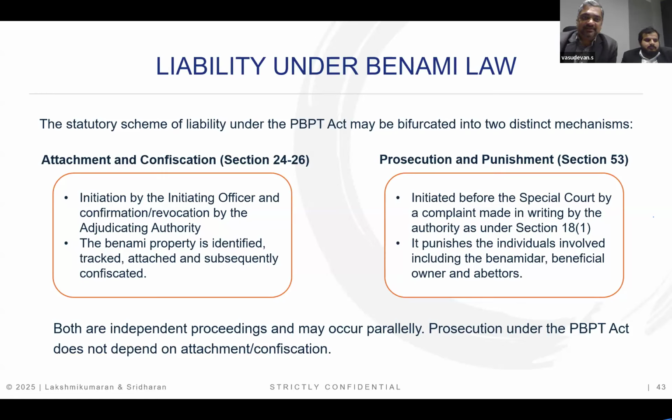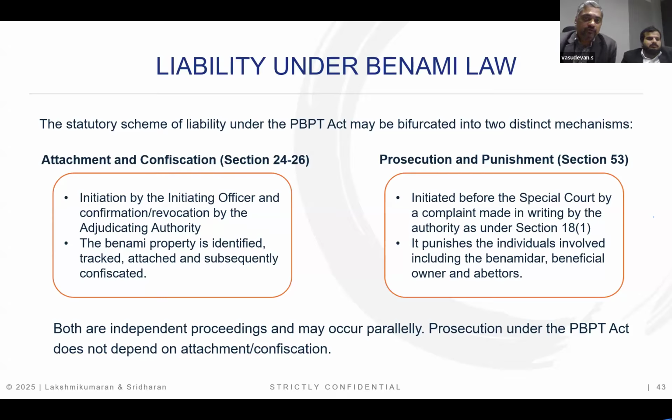So that is the civil consequence, and the bulk of the disputes, the bulk of the work happens on this, where the matters travel to the tribunal and all that. We will come to those authorities there. The second possibility is that there is a punishment for the Benamidar, for the beneficial owner, and for any other person who abets such a Benami transaction. So there is a criminal prosecution which can be initiated, and there will be a trial before a special court, and eventually there can be imprisonment, fine, and all those things.